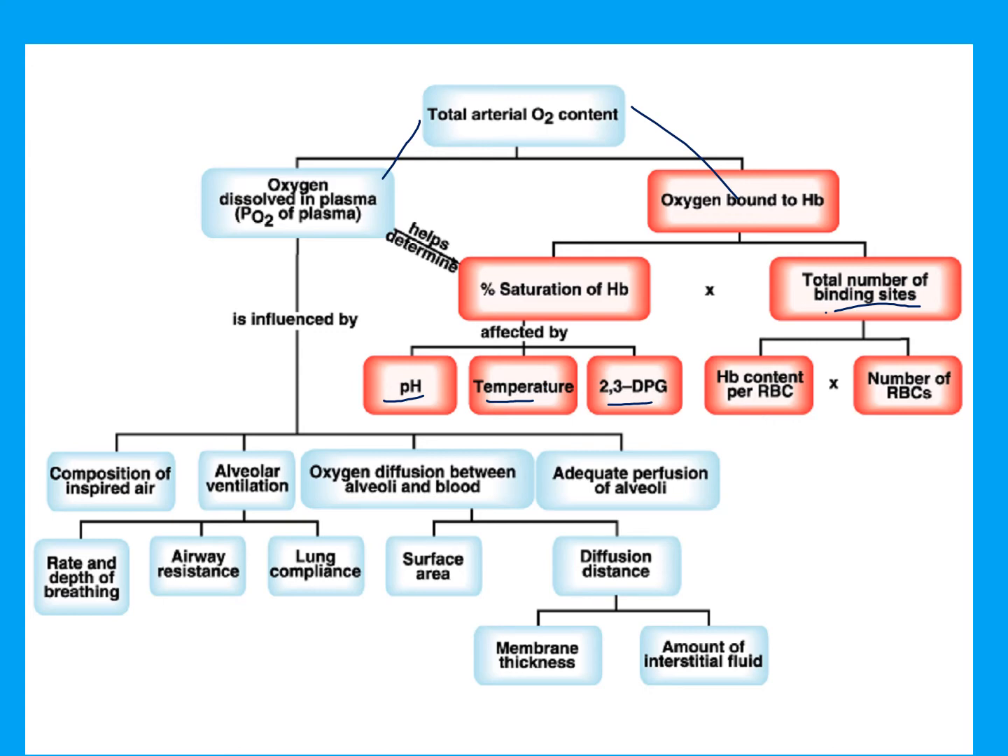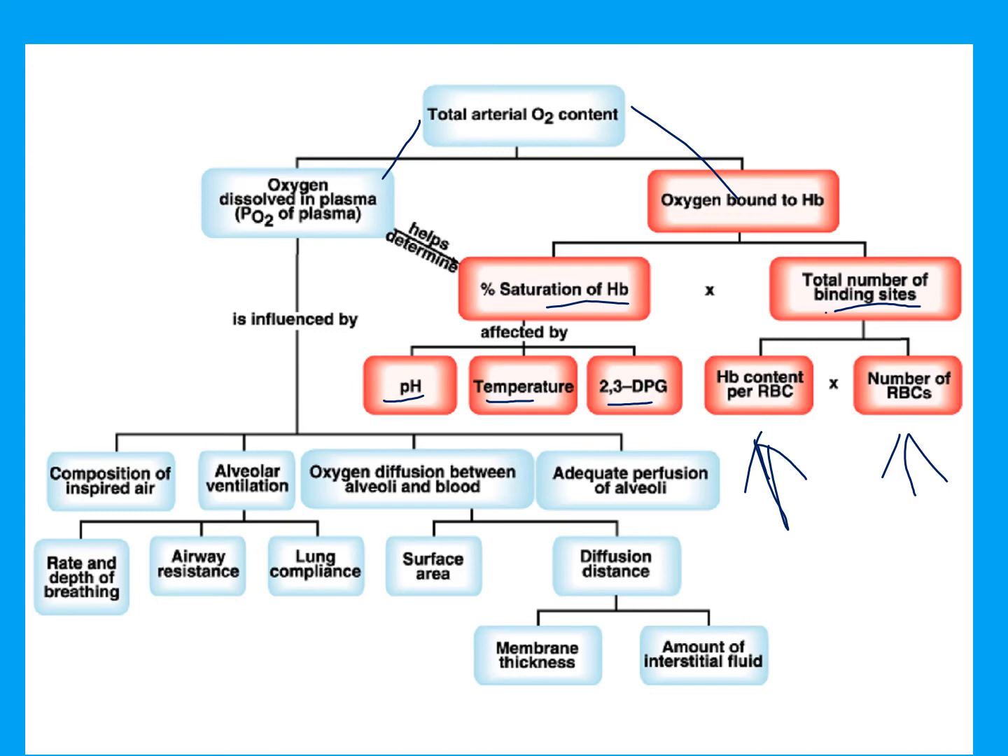Right? The other thing here is the total number of binding sites. If a patient's anemic, they're not going to have a lot of binding sites. So if we need to give them red blood cells, then that might be something that helps them get more saturation, more oxygen delivery to their tissues, right? So the number of red blood cells, right? If we increase red blood cells, we increase the ability to carry oxygen. So that's where we look at a patient's CBC.